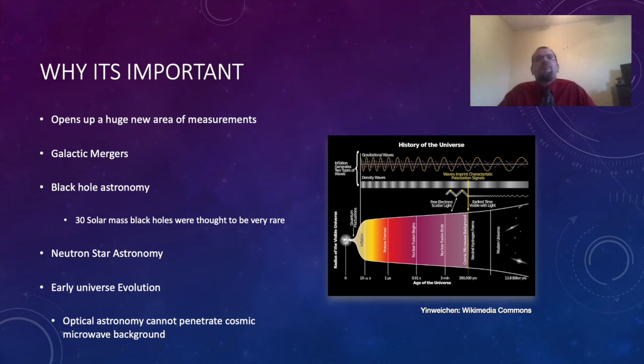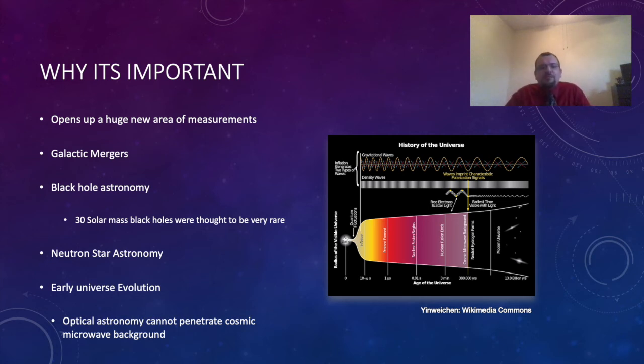It's also going to be huge for black hole astronomy. It already has been. 30 solar mass black holes were thought to be very, very rare. But yet, here we had two of them colliding into each other. So this leaves a big question in our understanding of how black holes form, how often they merge, and a whole bunch of other questions that we need more data in order to figure out.